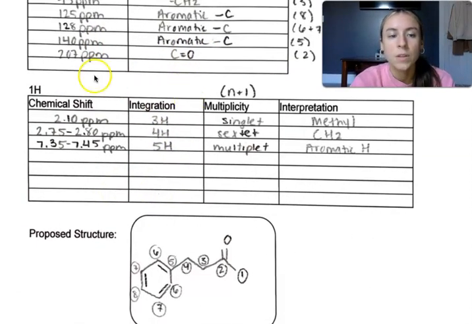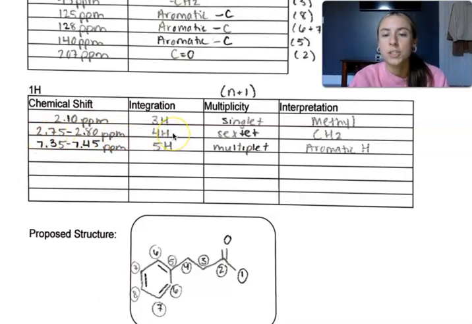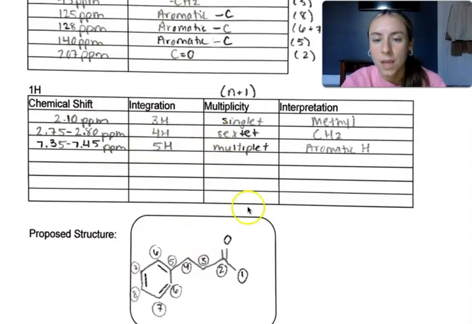Looking at the 1H, chemical shift of 2.10 has an integration of 3H. It's a singlet, and I interpret it as a methyl. That is an N. I found this by using N+1. 2.75 to 2.80 ppm has an integration of 4H. That's a sextet, and that is CH2. 7.35 to 7.45 ppm has an integration of 5H. Found that to be a multiplet, and that is an aromatic H.